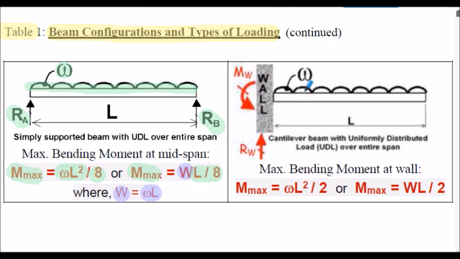Similarly, for the cantilever beam, in this scenario we have a uniformly distributed load along the entire length of the beam, again denoted as omega, our vertical reaction here and our maximum moment at the wall. Again the maximum bending moment is stated in two forms. The bending moment at the wall can be stated as omega L squared divided by 2, or as W L divided by 2.